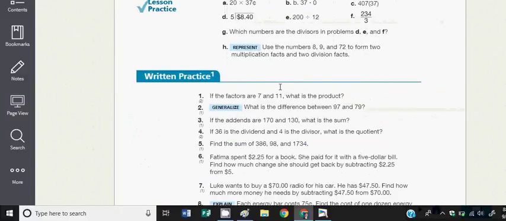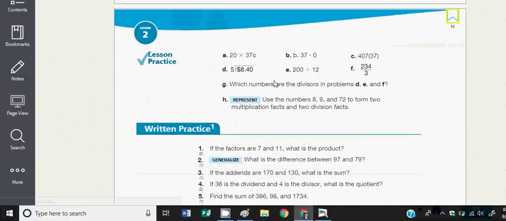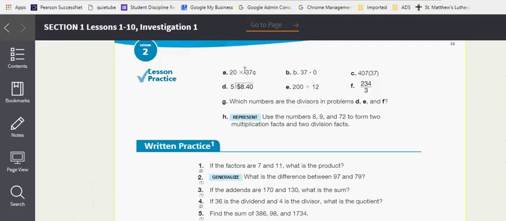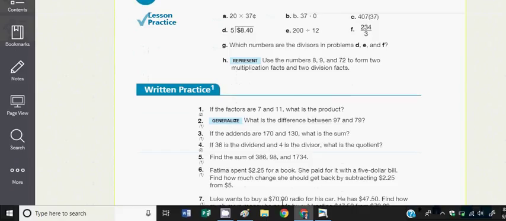Kind of like yesterday or last time, why don't you pick one of A, B, C, pick one from D, E, F, and then do G and H for 4 total problems.